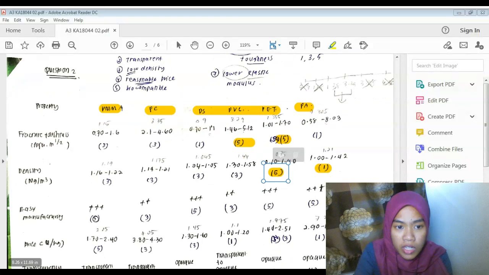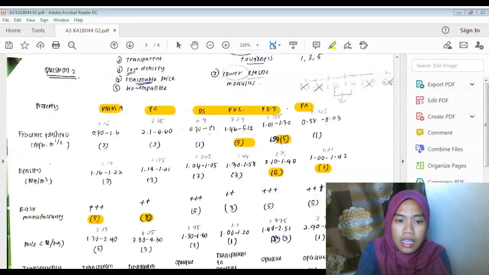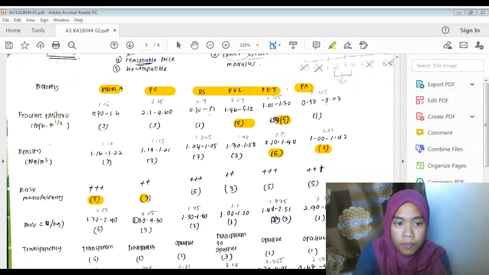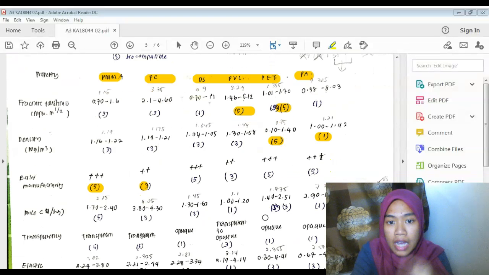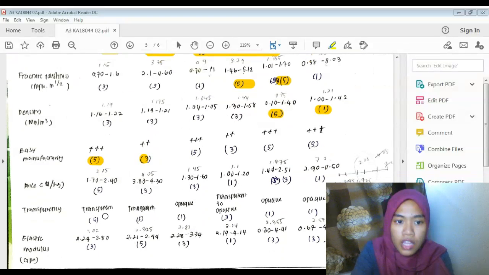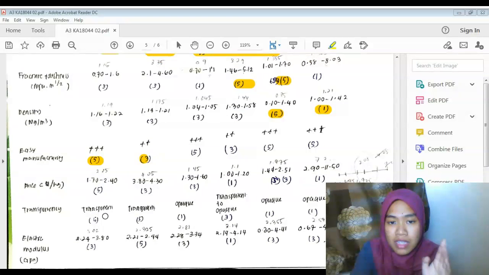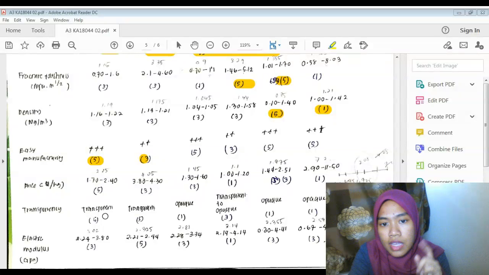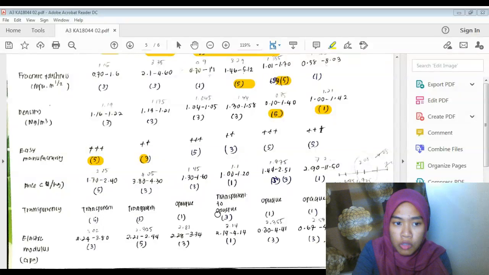For easy manufacturing, the easiest will get a score of 5, meanwhile the less easy will get a score of 4. For the price, it must be reasonable, so the lowest or the highest price will get a score of 1, the reasonable price will get a score of 5, and the others will get a score of 3. For transparency, the opaque one will get a score of 1 because it must be transparent, and the one that is between transparent and opaque will get a score of 3.